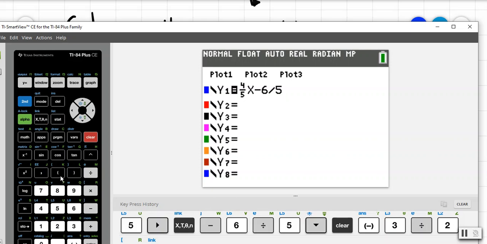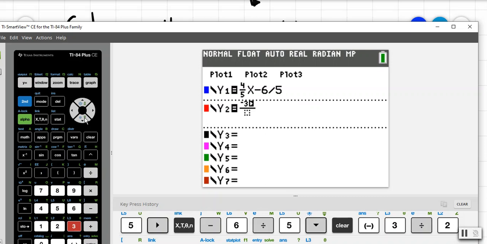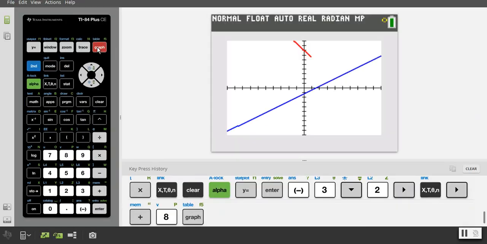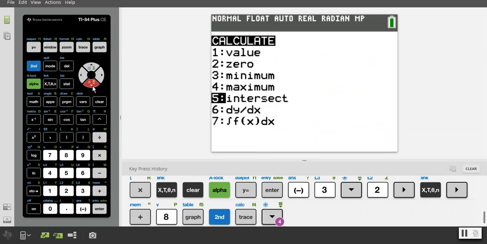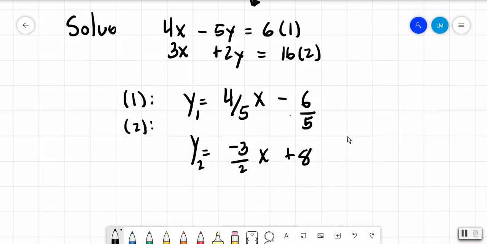Actually, let's be careful with that. Let's just do alpha enter. Okay, so negative 3 over 2, and then that's going to be x, and then plus 8. Okay, so we just need to graph this, and we'll do second trace, and then intersect, enter, enter, enter. So the answer is (4, 2). So when we graph this in the x and y plane, we find that it's (4, 2).